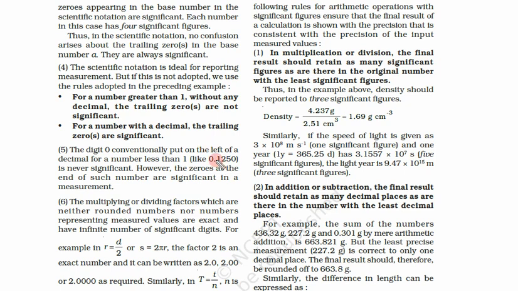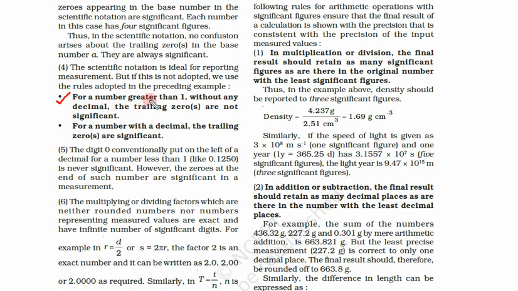Now we have learned about significant figures and scientific notation. Let us understand more about this scientific notation. The scientific notation is ideal for reporting measurements, but if it is not adopted, we use the rules from the preceding example. So, what will we do? We use the rules that we have understood previously.